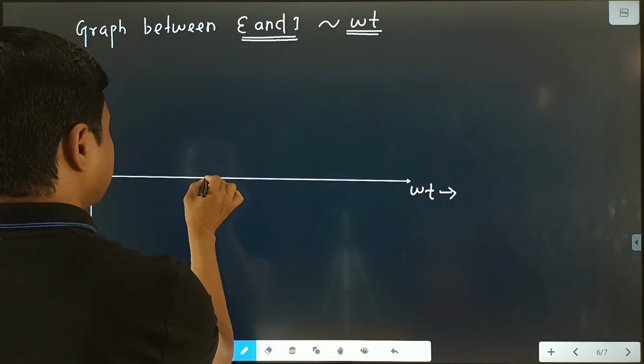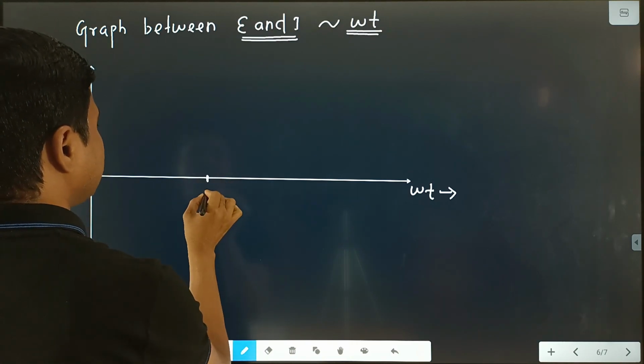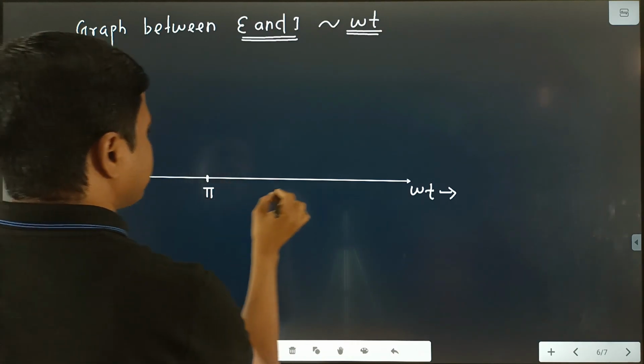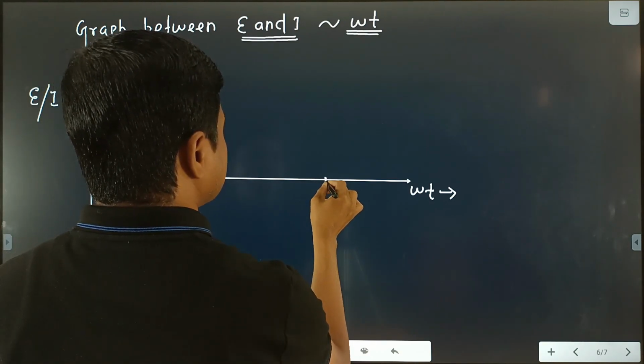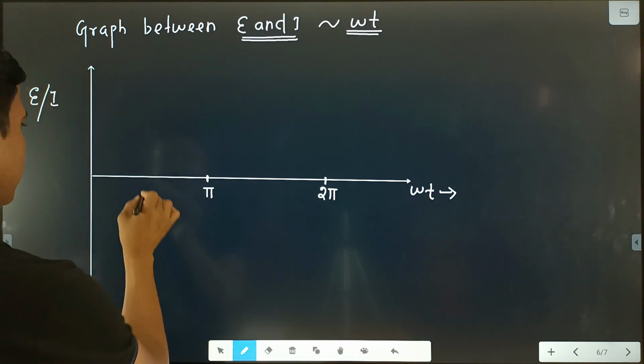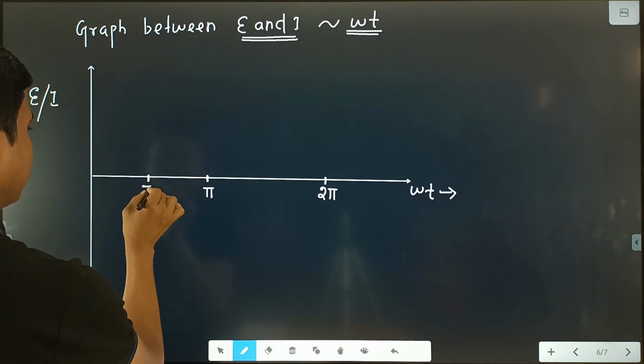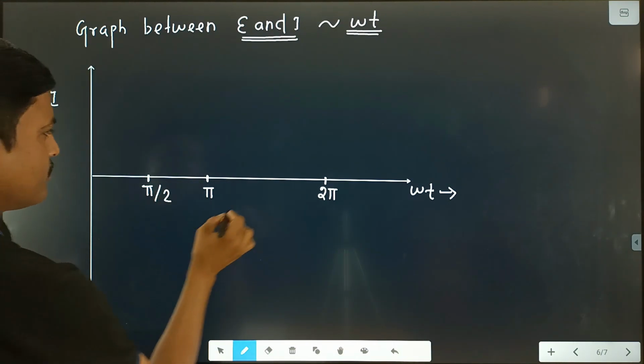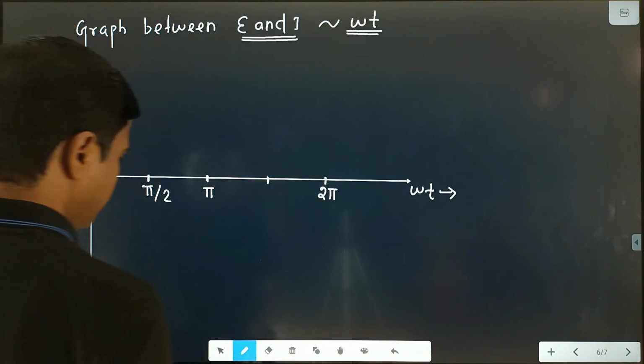And this point is the half cycle. For the half cycle, we write pi. Up to this is the full cycle. Full cycle means the phase angle is equal to 2 pi. This point we write as pi by 2. Clear?